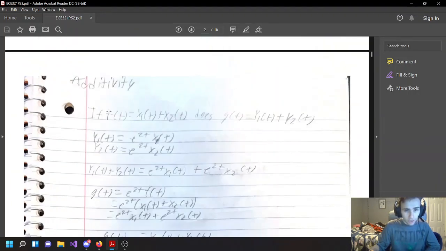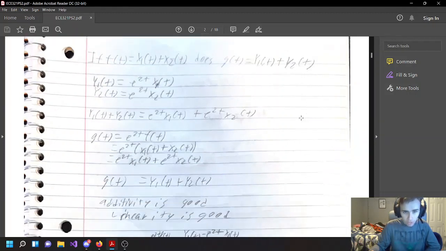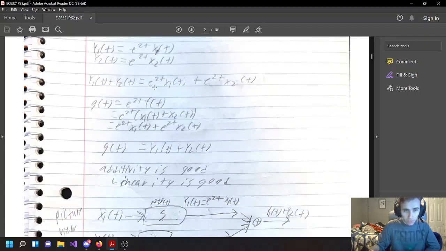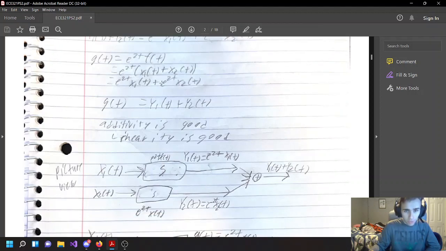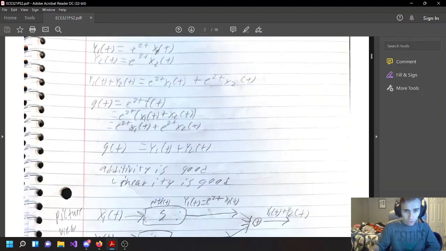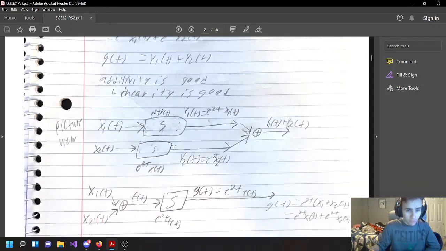Okay, additivity. F of t equals x1 of t plus x2 of t. Does g of t equal y1 of t plus y2 of t? Y1, y2, over here. We add them. And then we check g of t. So if g of t, we plug it in for f of t, and then we distribute it, and then these end up being equivalent after you distribute it. And so additivity is good, so linearity is good.